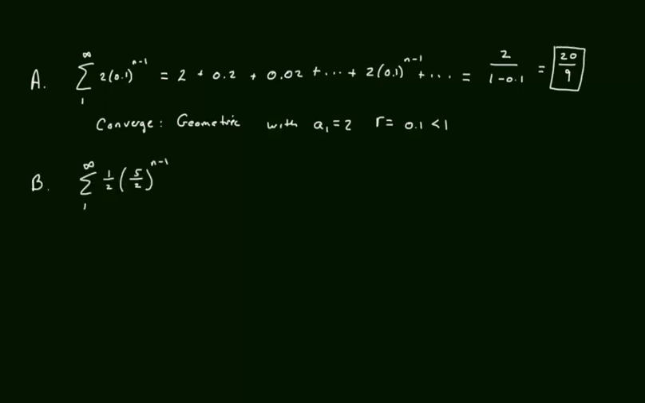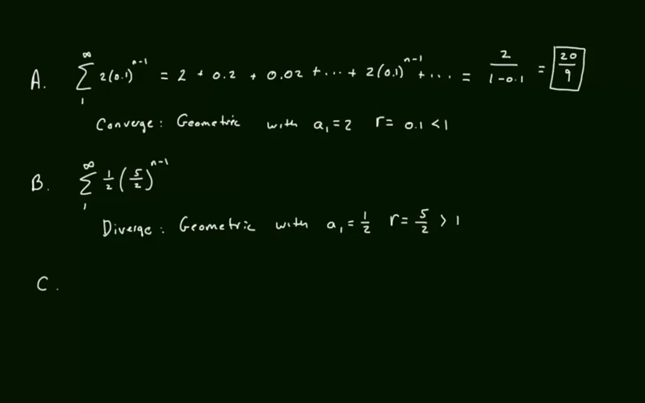Example B, the sum from 1 to infinity of 1/2 times the quantity 5/2 to the n minus 1. So by observation, I know that this is going to diverge. The reason, it's geometric with, now we don't need to state the first term, but I'm just going to do it so I get used to it, and the common ratio is 5/2. That common ratio is greater than 1, which is the reason it diverges. In other words, the sum will grow without bound.